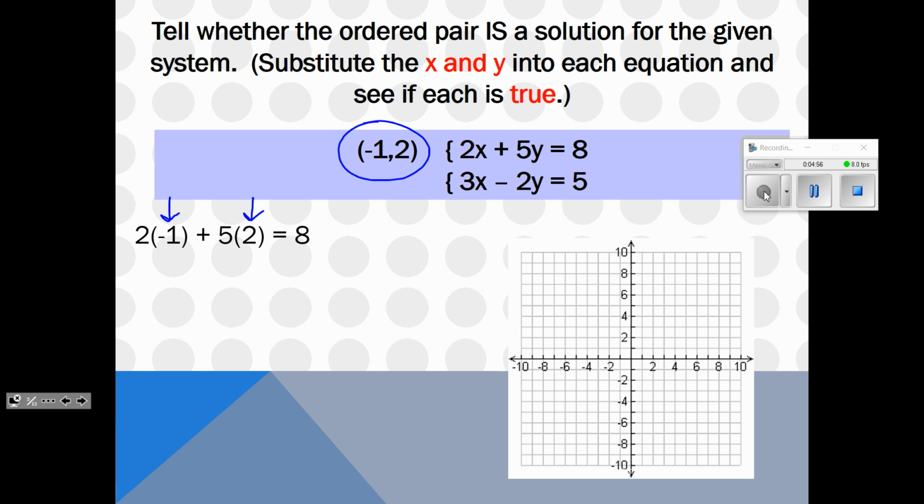Here's our equation. We follow our order of operations and do multiplication first. That would be -2 plus 10 equals 8. Is that true? 8 is equal to 8. So yes, it checks for that line.